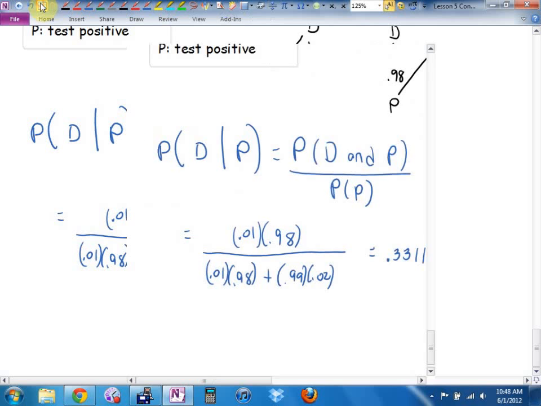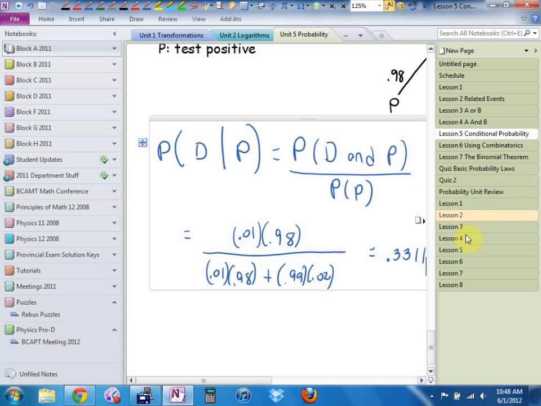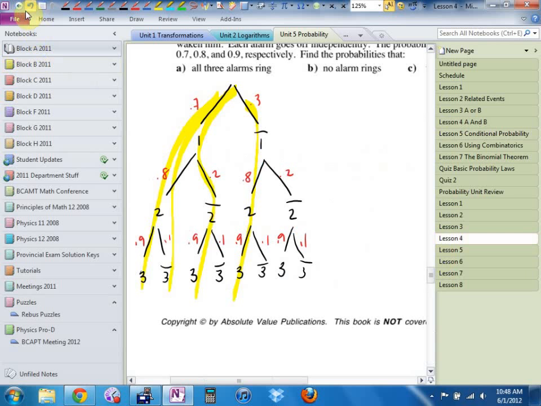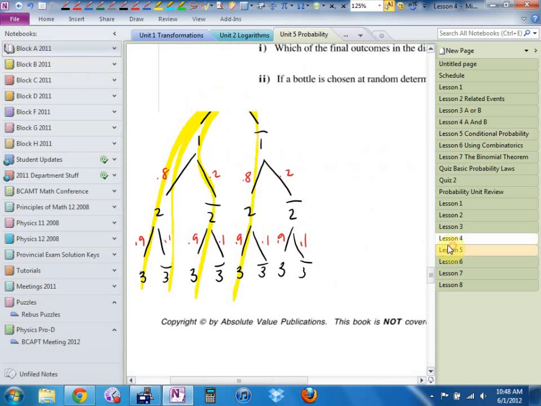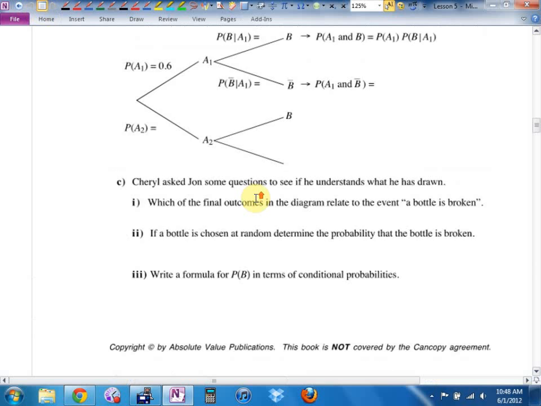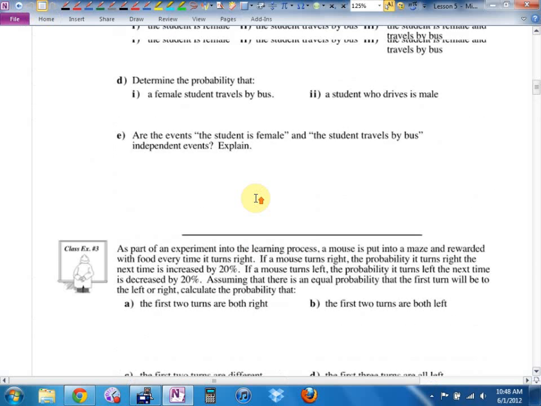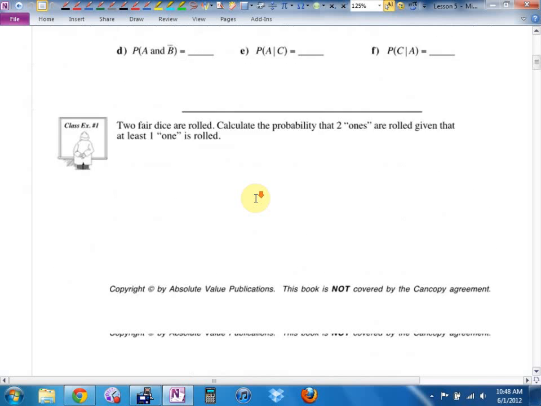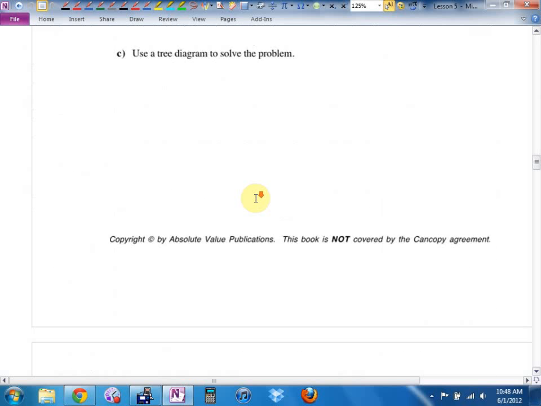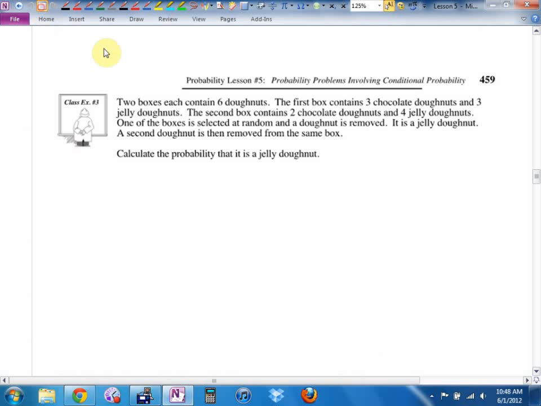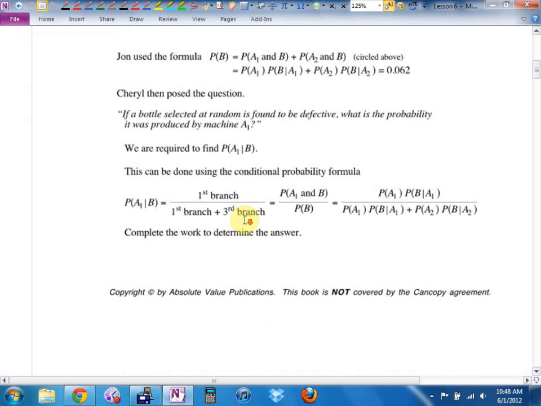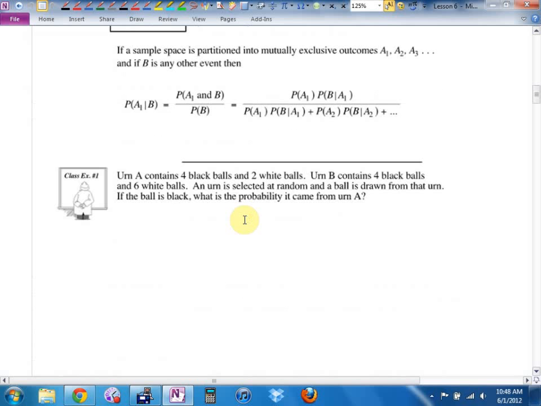Can you be so kind, please, as to go to your book and open to page... I think I'm going to skip the examples here, although they are nice, and I'm going to go straight to lesson 6. Can you turn to page 466?